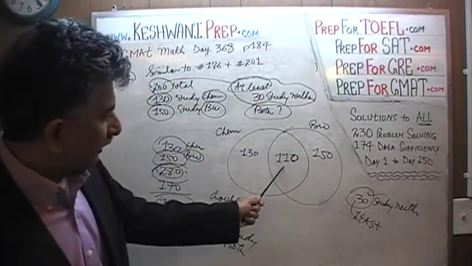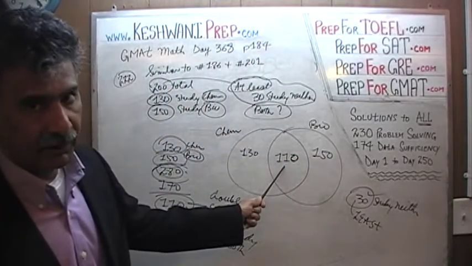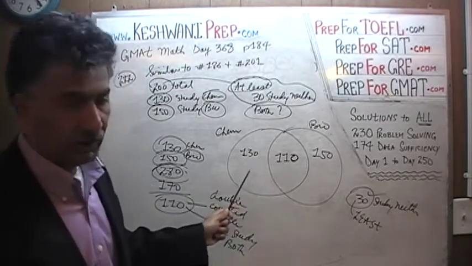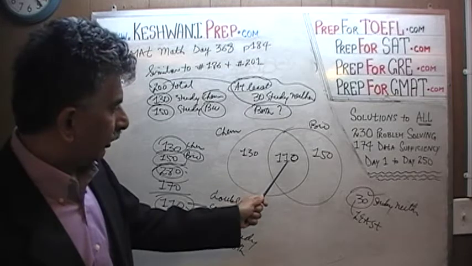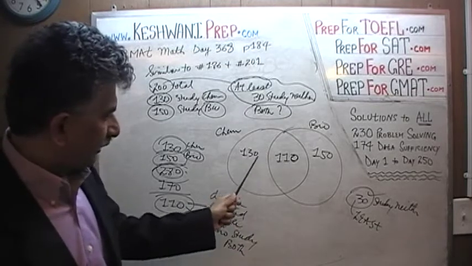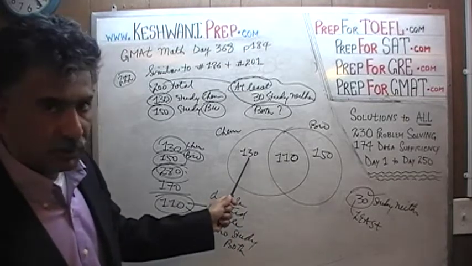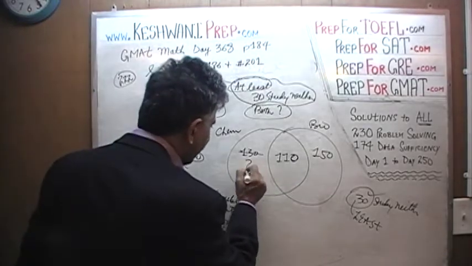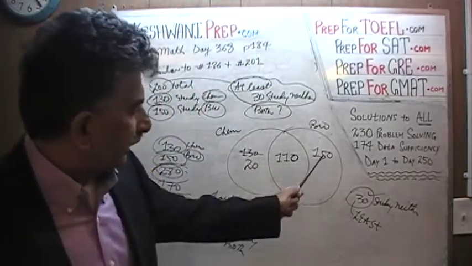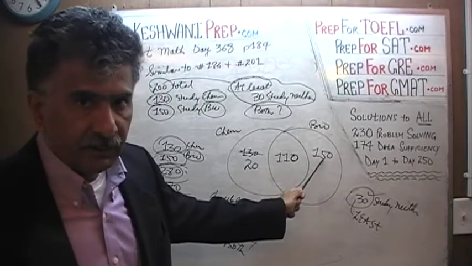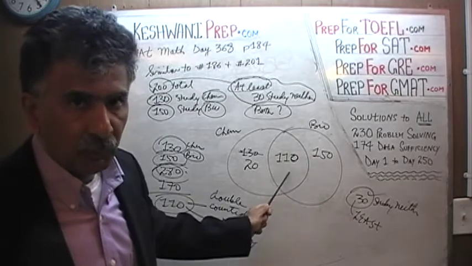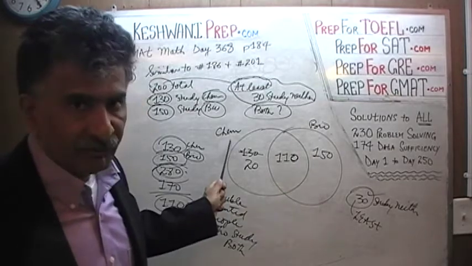Now, as soon as we put any number in the common area, we have to immediately go and adjust this figure right away. Otherwise, we're going to forget it. So, out of those 130, we're pretending that 110 also study biology. So this becomes 20. Similarly, here, out of those 150, 110 also study chemistry.